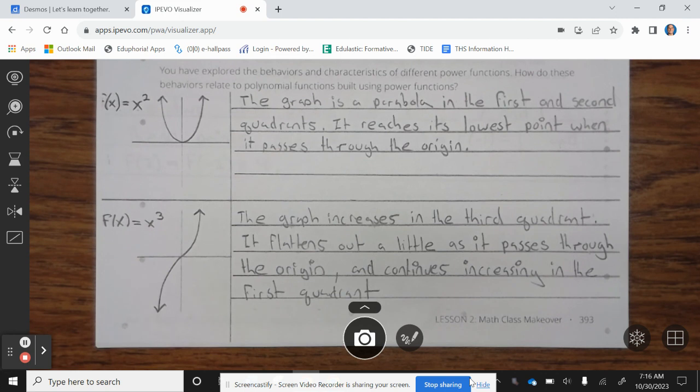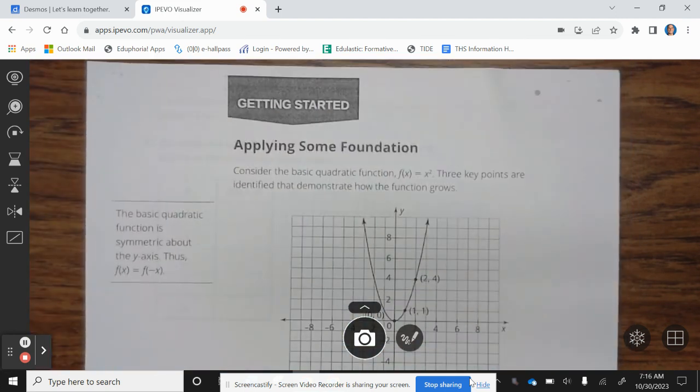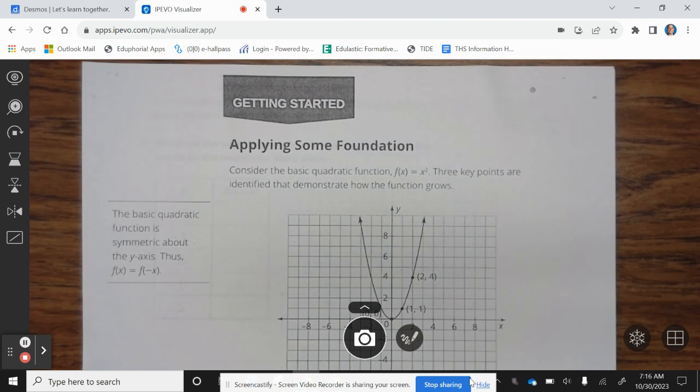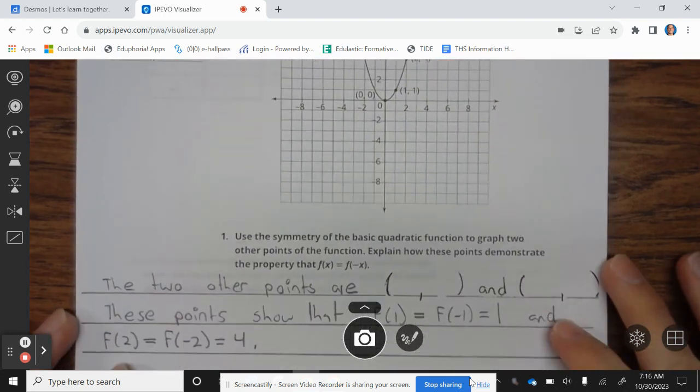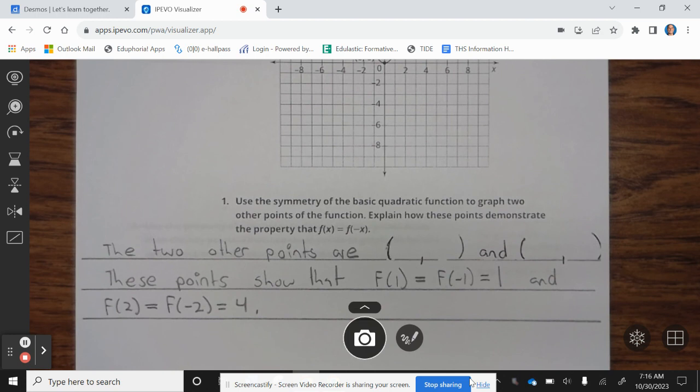All right, let's take a look at the next page. Getting started, applying some foundation. Consider the basic quadratic function f of x equals x squared. Three key points are identified that demonstrate how the function grows. Use symmetry of the basic quadratic function to graph two other points of the function. Explain how these points demonstrate the property that f of x equals f of negative x.